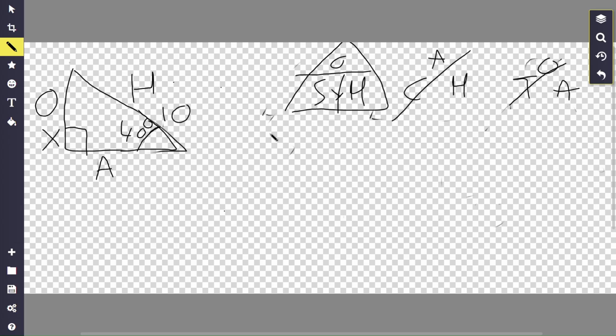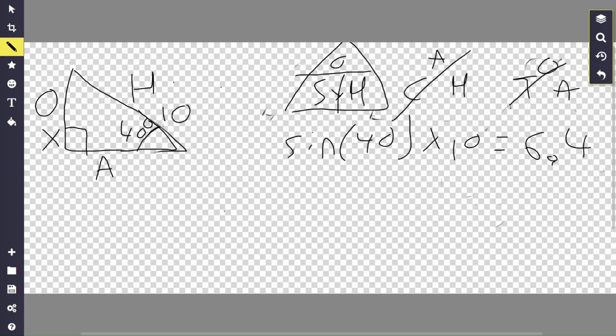So if we're using S and H to get O, that means sine 40, because we use sine of the angle, times 10, because that's what H is, to get O, which is 6.4. And therefore X or O is 6.4, and whatever unit you're using depends on the question.